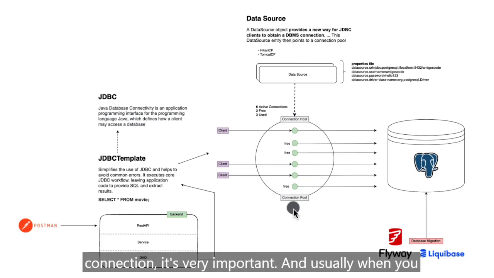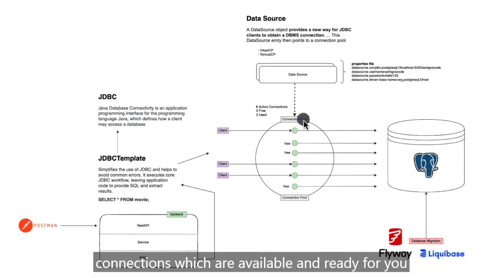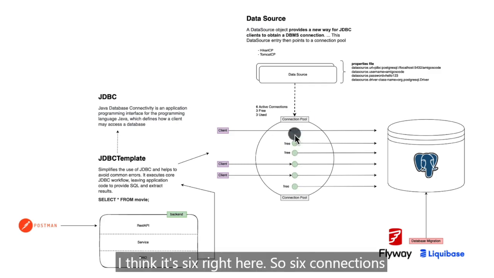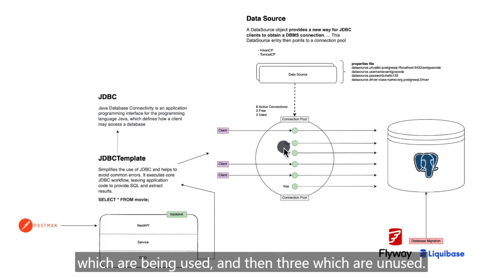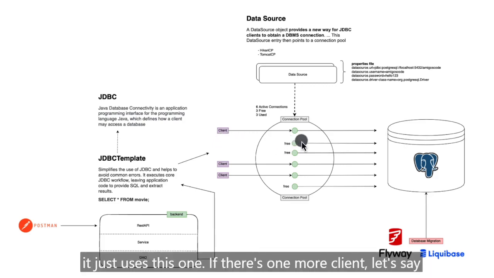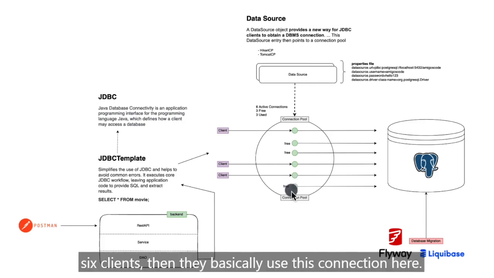So having the connection pool is very important. And usually when you start up your application, you'll see that there are already connections which are available and ready for you to use. Now, in this example, I think we have 6 connections to our database. We have 3 which are being used and 3 which are unused. If there's a new client that wants to use a connection, it just uses this one. If there's one more client, they basically use this connection here.